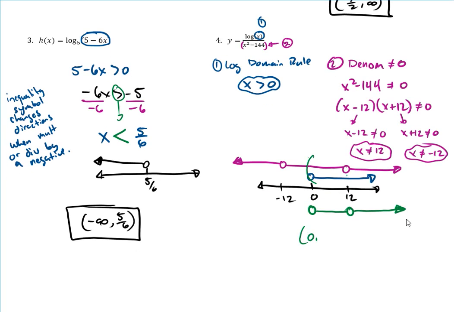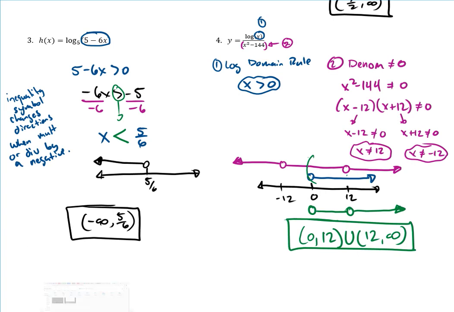Okay, so reading this left to right, I would have 0, 12, parenthesis at 12, and then a union symbol, 12 to infinity for our final answer. Okay, and so that's our final answer for this. This is what can go into this function. So anything less than 0 would not work because of the top part being a log. And then 12 on its own would not work because 12 squared minus 144 is 0, and you can't have that in the denominator.